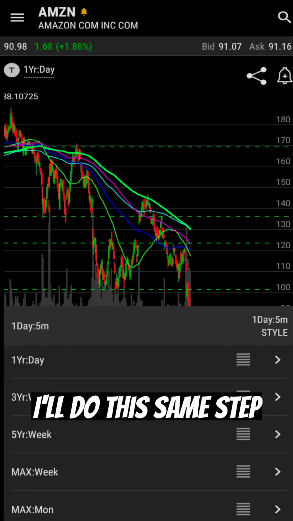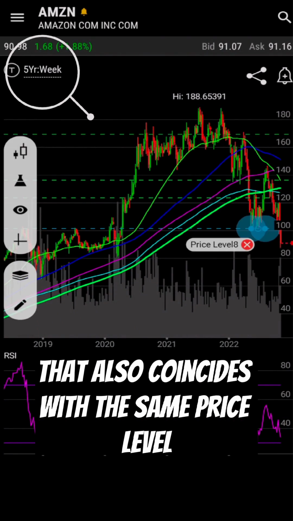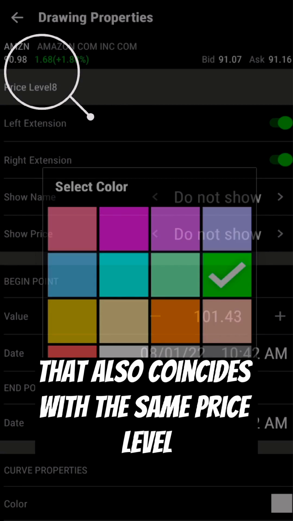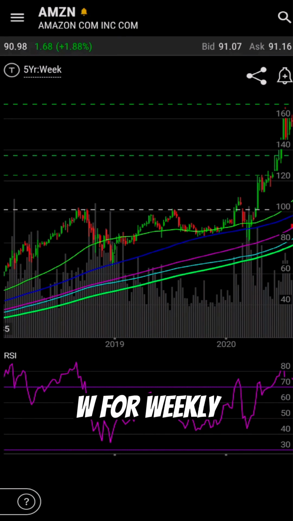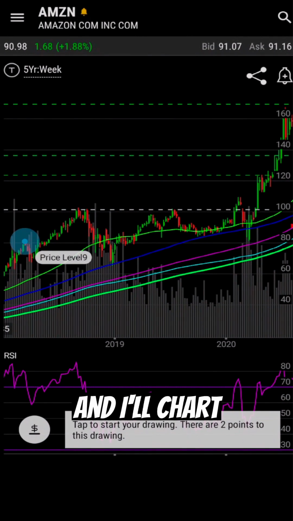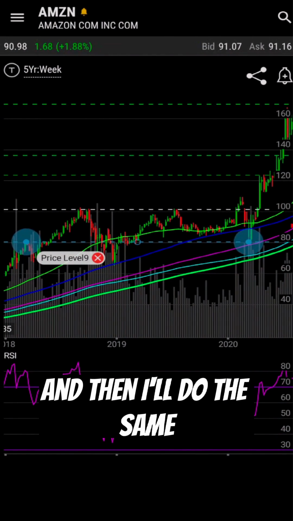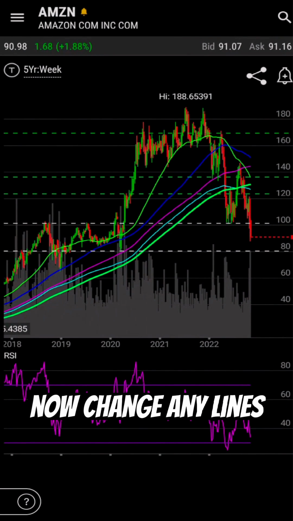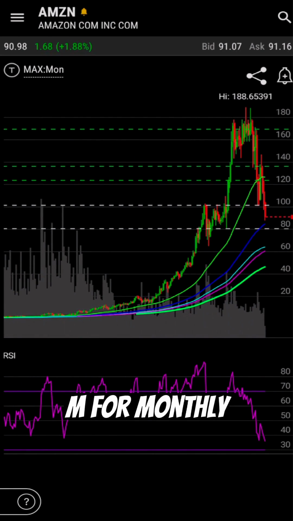I'll do this same step on the weekly chart. If I see a price level on the weekly chart that also coincides with the same price level on the daily chart, I'll change that line from green to white. W for weekly, W for white. And I'll chart any other levels that show up on the weekly chart. And then I'll do the same step on the monthly chart. And I'll change any lines that show up on the monthly chart to maroon. M for monthly, M for maroon.